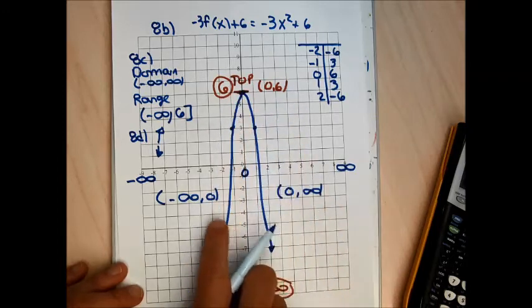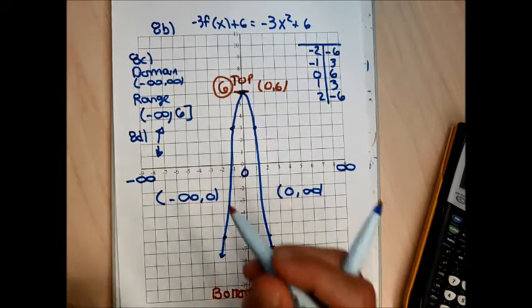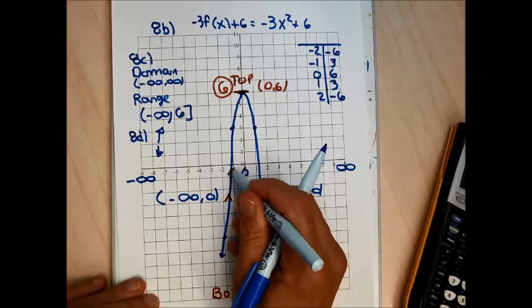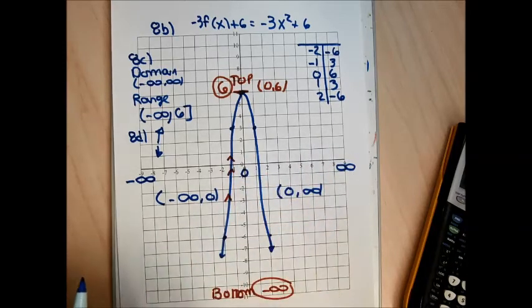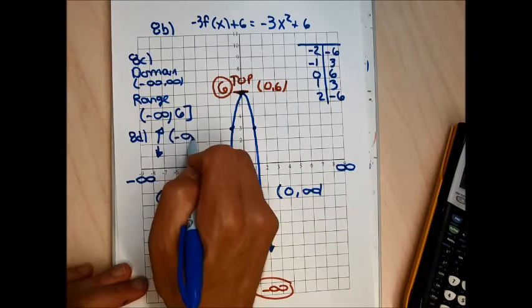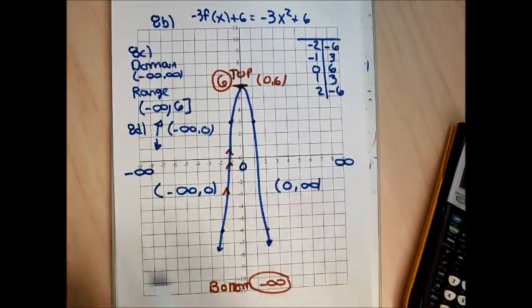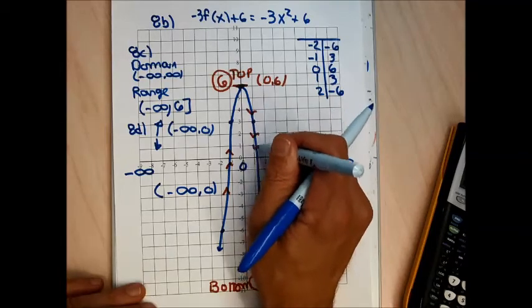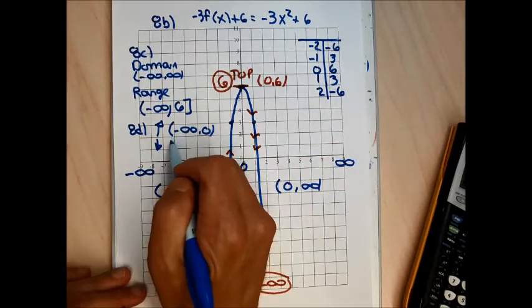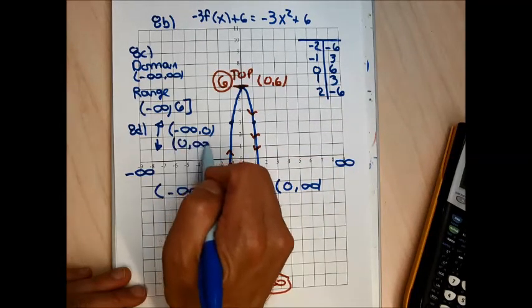This is a region of the graph that corresponds to negative infinity to 0, and as I move from left to right, it's getting higher, so that's going to be an increasing interval. The other half of the graph corresponds to the interval 0 to infinity, and in that part of the graph, it's going down as I move from left to right, so that's going to be the decreasing part of this.